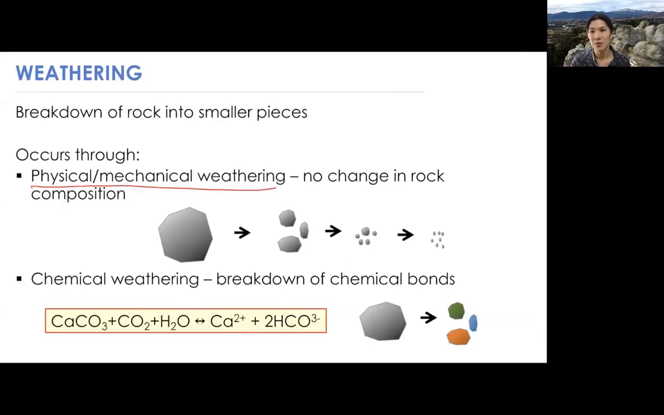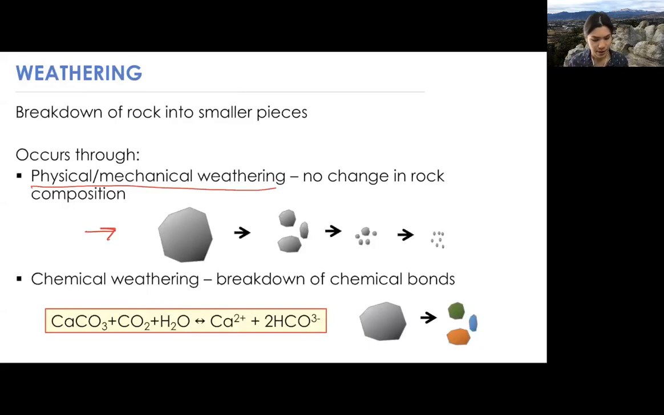Basically, there's no change in the rock composition. The rock is just physically breaking down. So in this diagram right below, you can see this first gray rock breaks down into smaller pieces. Through further mechanical weathering, those pieces break down into even smaller pieces, and so on and so on.